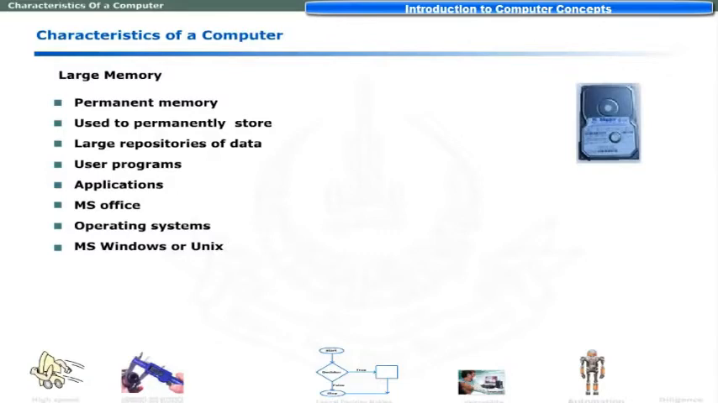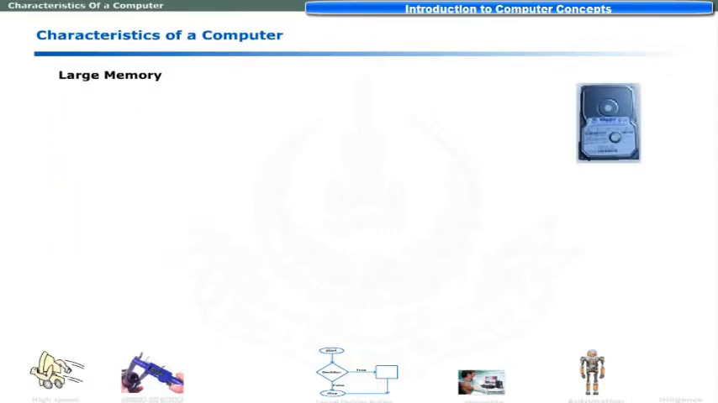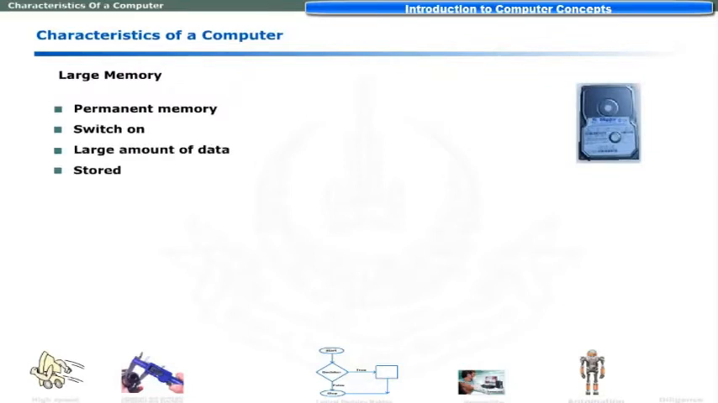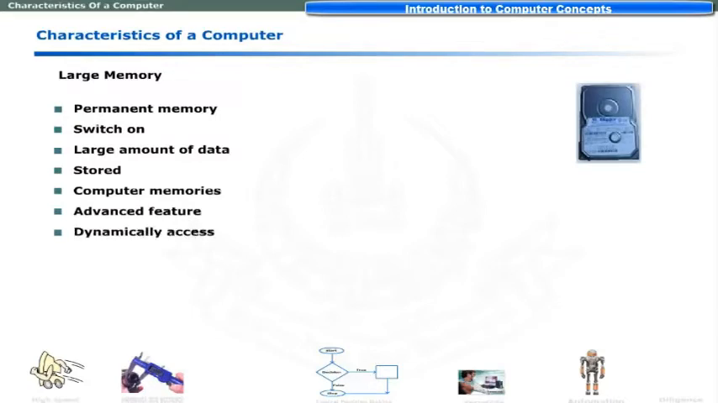An example of permanent storage is hard disk. The programs stored on permanent memory are available when you switch on the computer. Large amount of data can be stored on permanent storage devices. Computer memories have another advanced feature to dynamically access any data irrespective of its storage location.